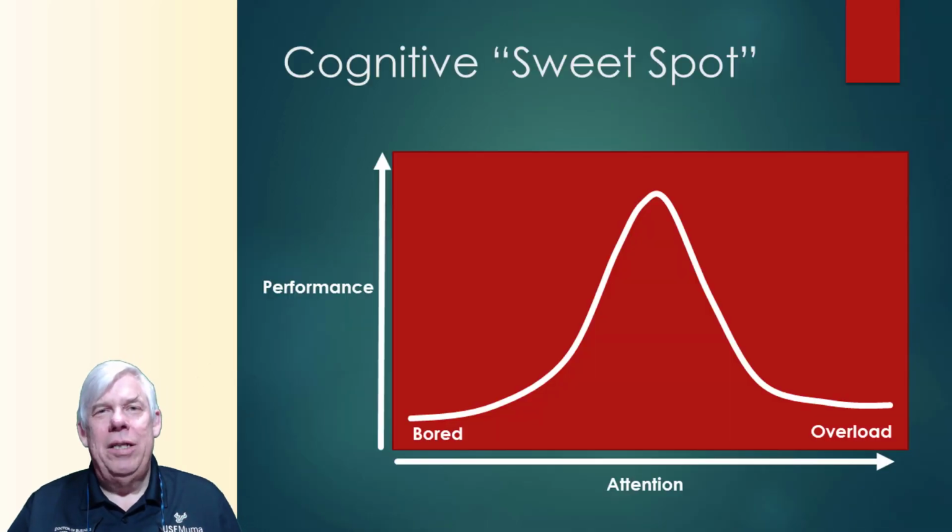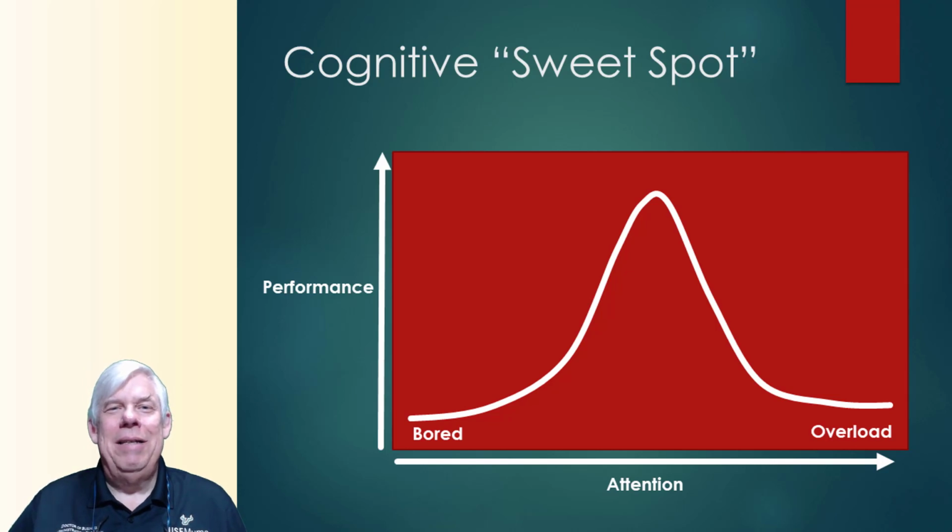Now, an interesting aspect of experienced complexity is the existence of a sort of cognitive sweet spot. If we do not have to pay enough attention to a task, we get really bored. On the other hand, if a task demands too much attention, we experience information overload. In either case, being bored or experiencing information overload, our performance declines.